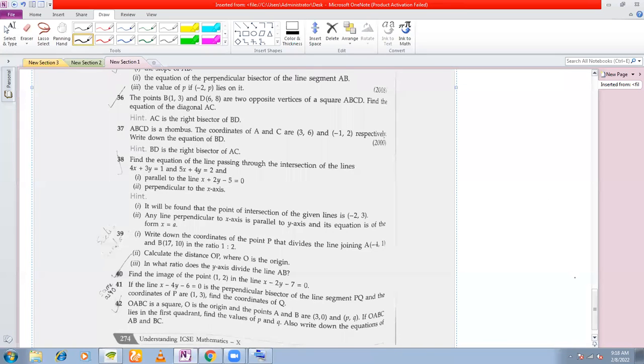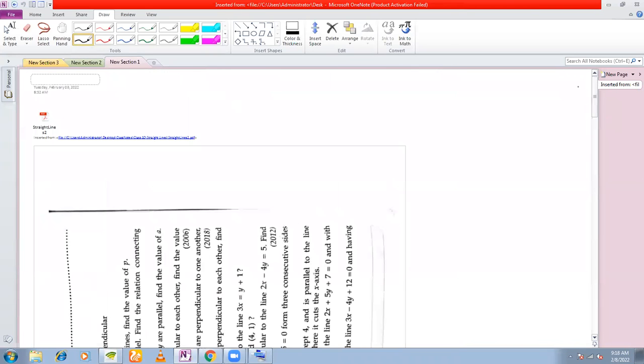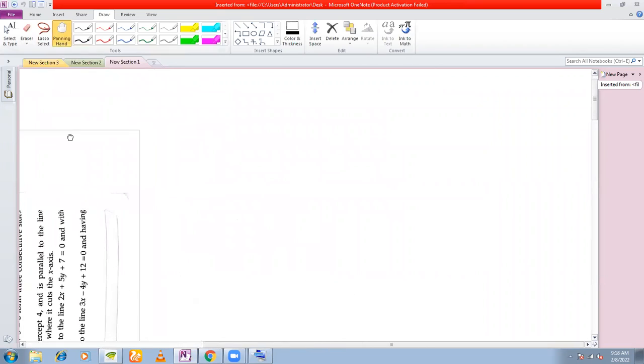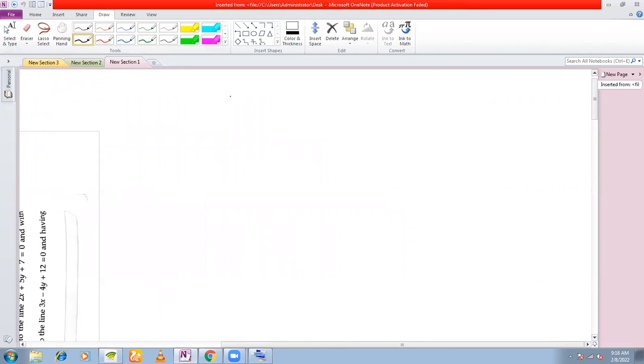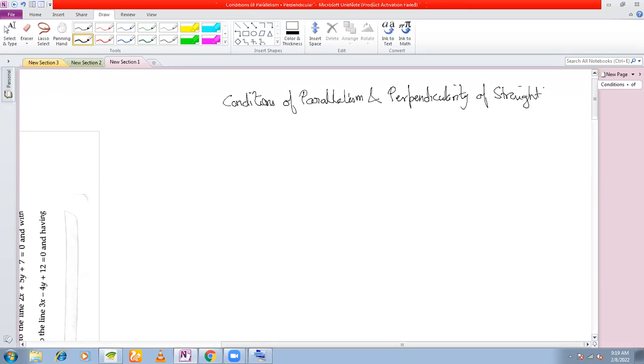We now move to the second part of straight lines, which is conditions of parallelism and perpendicularity. Before proceeding to problems, we'll see what the condition of parallelism and perpendicularity is. Condition of parallelism and perpendicularity of straight lines.